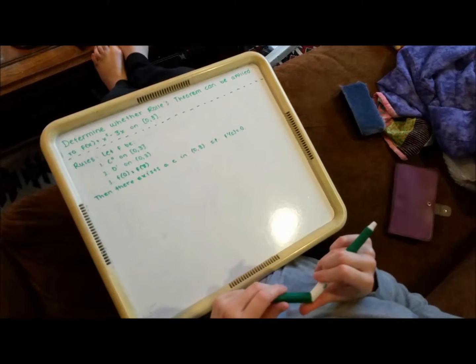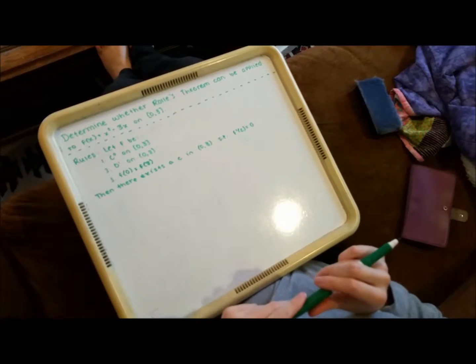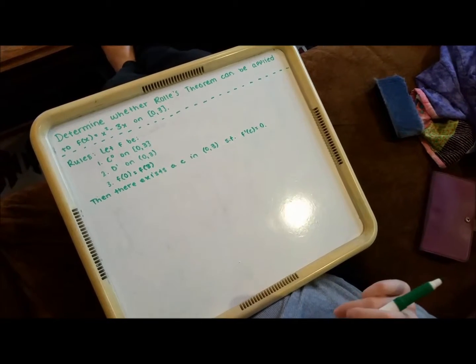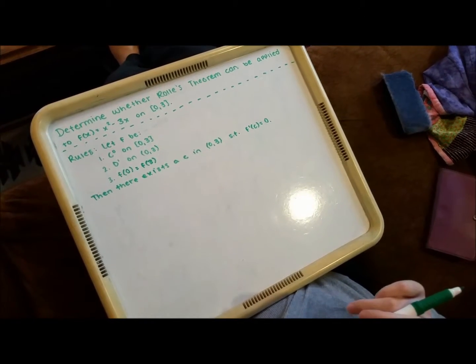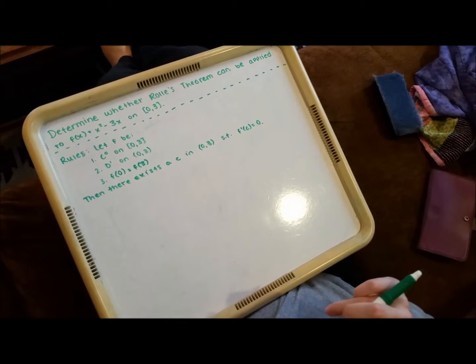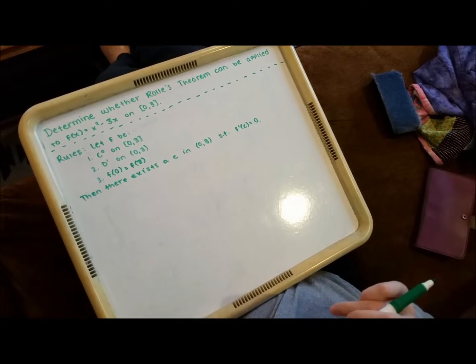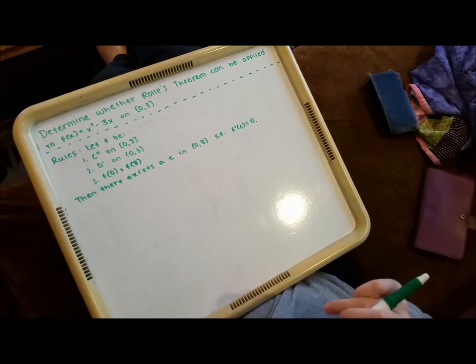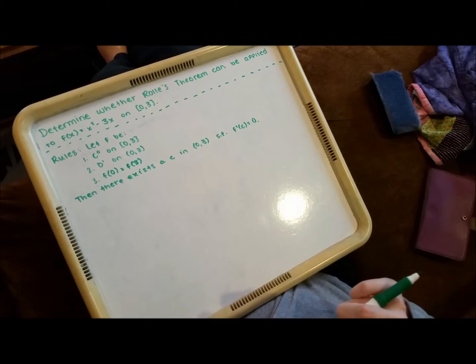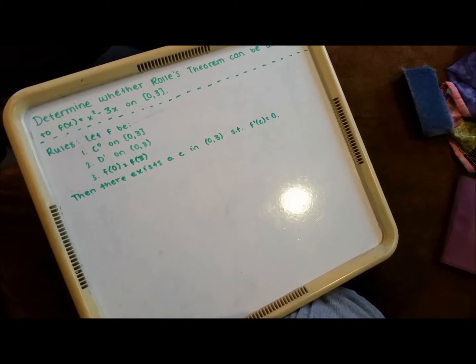The problem is to determine whether Rolle's theorem can be applied to f(x) = x² - 3x on the closed interval [0, 3]. The rules for Rolle's theorem are that f is continuous on the closed interval [0, 3], differentiable on the open interval (0, 3), and that f(0) = f(3). Then there exists a c in the open interval (0, 3) such that f'(c) = 0.